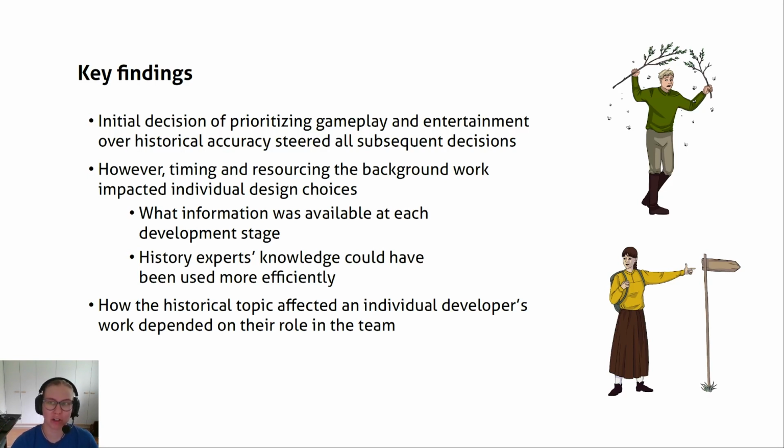To summarize the most important findings, the initial decision of prioritizing gameplay and entertainment over historical accuracy steered all subsequent decisions, which is to be expected. However, timing and resourcing the background work impacted individual design choices. So what information was available at each development stage had an impact on the developer's work. How could they form the events or any other piece going into the game? The developers also noted that the history experts that were involved in the larger project team, their time and knowledge could have been used more efficiently during the game development.